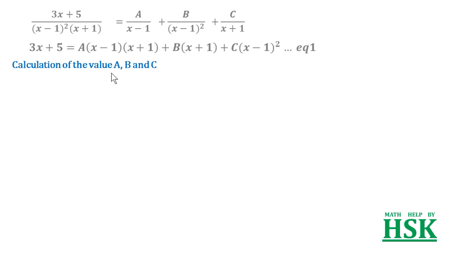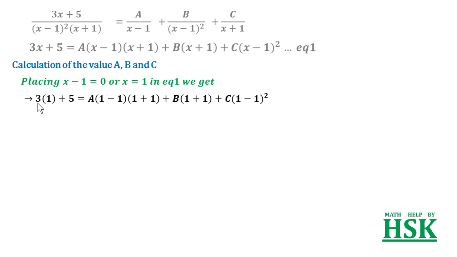Now we are going to do the calculation for the values of A, B and C. Because the denominators in the partial fractions are (x − 1) and (x + 1), we are going to place x − 1 = 0, or x = 1, and x + 1 = 0, or x = −1, to obtain the values of A, B and C. So placing x − 1 = 0, or x = 1, in equation number 1, we are going to place 1 for the value of x.